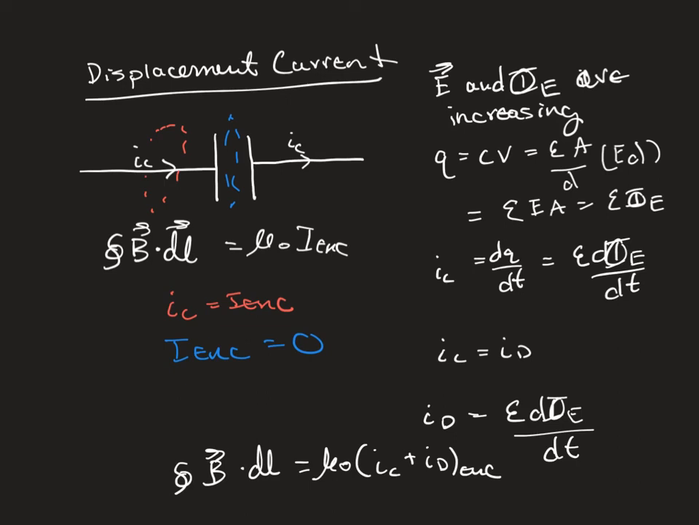So this means that a change in electric field gives rise to a magnetic field, which is actually observed in reality. So you can actually measure the magnetic field in between a capacitor plates as it charges.